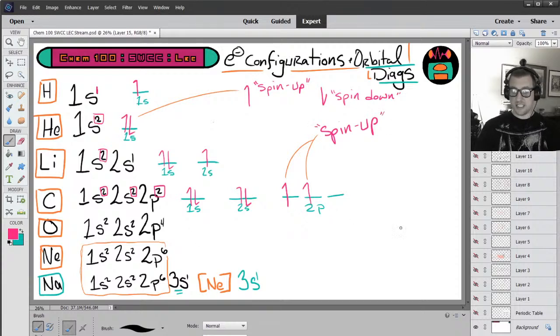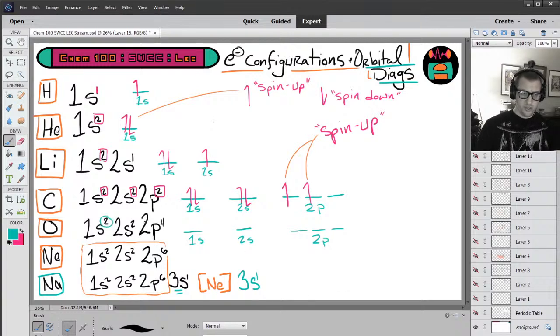All right? Let's see what happens in the next example. So oxygen, we have our 1s, our 2s subshell, and our 2p subshell. All right?